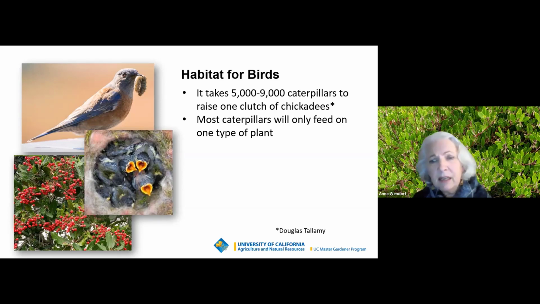Another way that we can support our native birds is to provide berries for them that are healthy for them. Many of the imported berries have the wrong proportion of carbohydrates to fats, and it will not support them when they're migrating or when they're raising their babies. So we do need to support them with healthy berries. The toyon berries that you see there is one example.